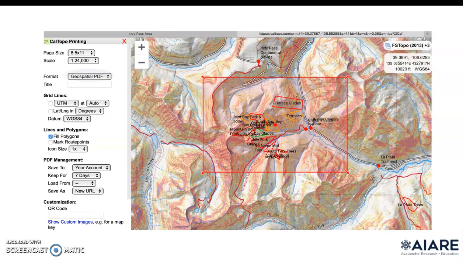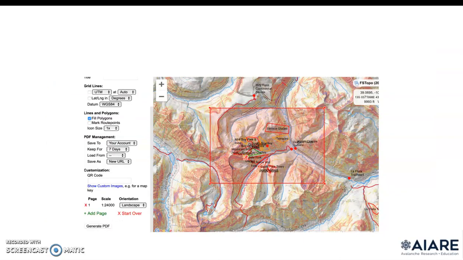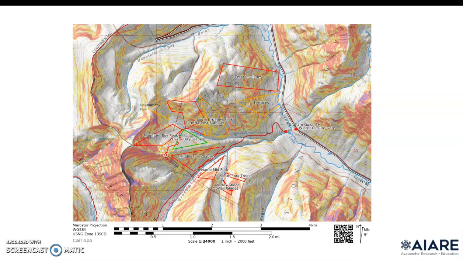You can play with the scale you see at the top, then the format. This is key. You have 2 options for the format. One is a JPEG, and the other is a geospatial PDF. You want to make sure that your format is set to geospatial PDF. Once it's set to geospatial PDF, you can select your orientation, whether you want portrait or landscape, and the last thing you click is Generate PDF. What that does is it creates a map, and in the bottom right-hand corner of the map is a QR code. The QR code is the link that allows you to upload this map to your smartphone using Avenza.